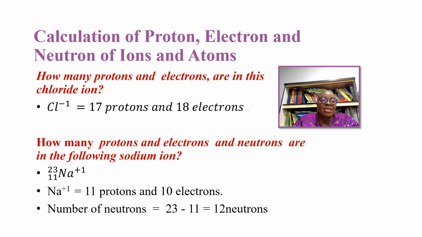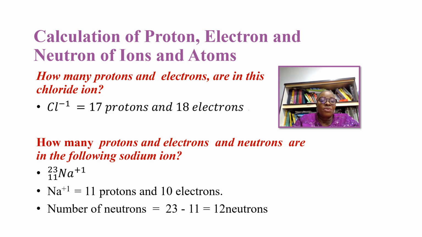So in this chloride ion, the number of protons of chlorine we know is 17. Chlorine has an atomic number of 17. But this chloride ion here has borrowed an electron, so it gained an electron. So it has a negative charge, and the number of electrons is 18 electrons.